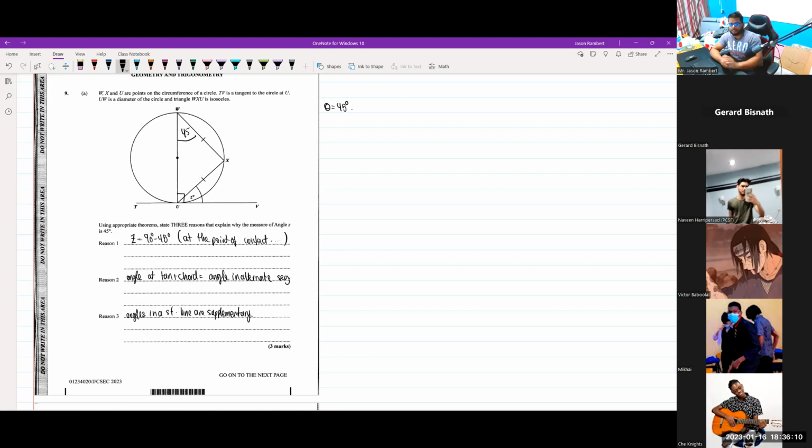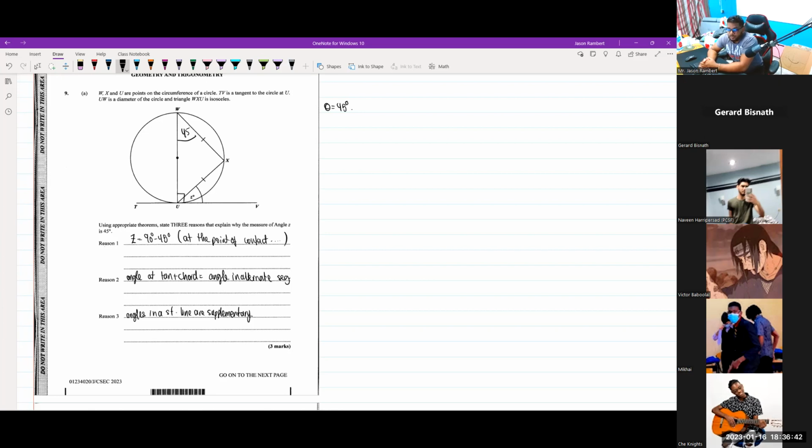Okay, so the third one was: the angle subtended by a chord at the point of contact to a tangent is equal to the angle formed by the chord in the alternate segment. Now, how I'm looking at the question, I might be overshooting it, but they said to give 3 reasons that explain why the measure of angle Z is 45 degrees. So I will look for 3 reasons why angle Z is 45 degrees.